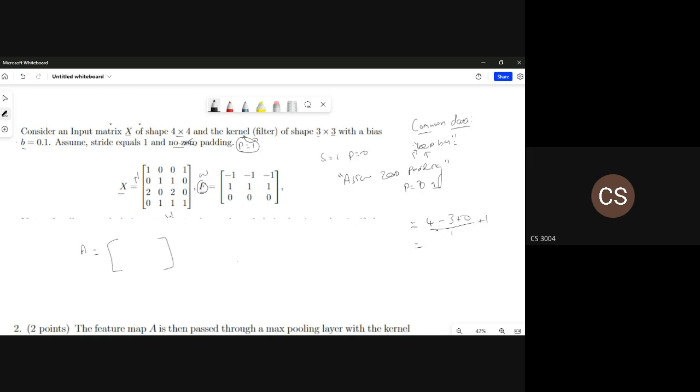So the answer is 4 minus 3, 1, plus 1, 2. The same is true for h. So both height and width are going to be 2 by 2. After doing this convolution operation, I should end up with a feature map A of size 2 by 2. This is just a way to ensure that you are doing everything correctly.